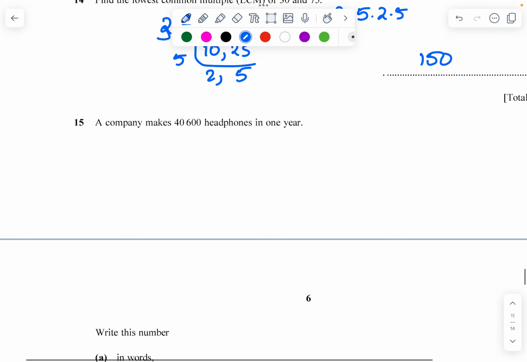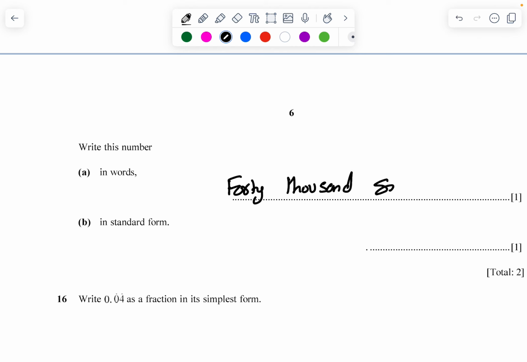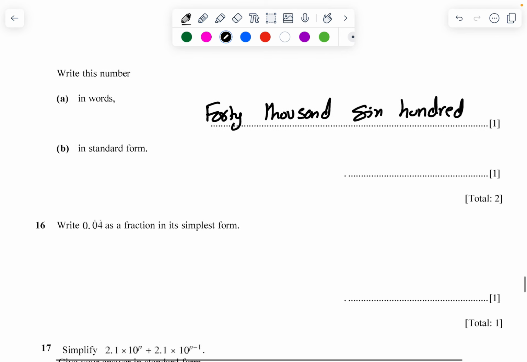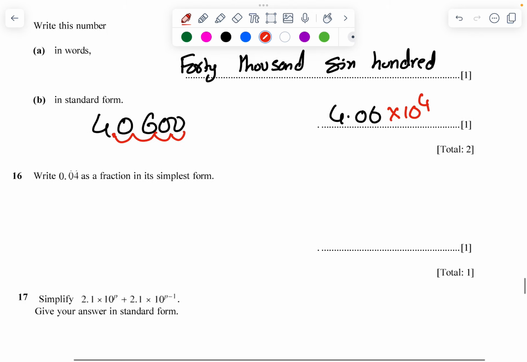The company makes 40,600 headphones in 1 year. Write this down in standard form. 40,600 is 4.06. So the decimal point is over here, and it moves 1, 2, 3, 4, 4 digits forward. So 10 to the power of 4.